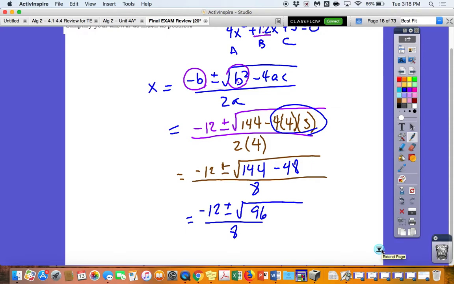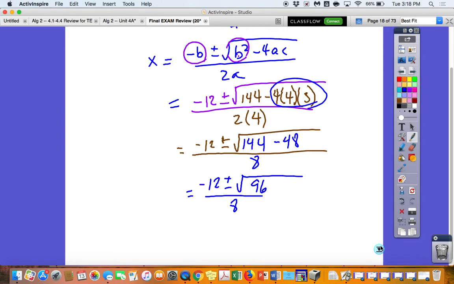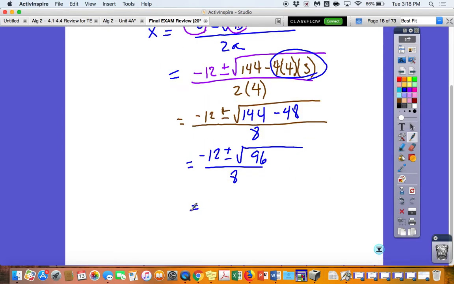Okay, now 96 is not a perfect square, so we've got to break that down. But you can't try to reduce until you get a number here, because remember, it has to be all 3 of these places or nothing. So now 96, I'm pretty sure 4 goes in there. Let's see if 16 goes in there. Ooh, I got lucky. It does. So I've got negative 12 plus or minus. 96 is 16 times 6. There's not a perfect square that goes into 6, so I know that 16 is the largest thing. So once I break that down, the square root of 16 is 4 when it goes out.